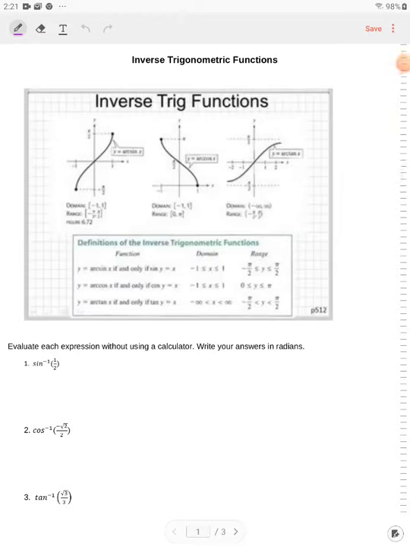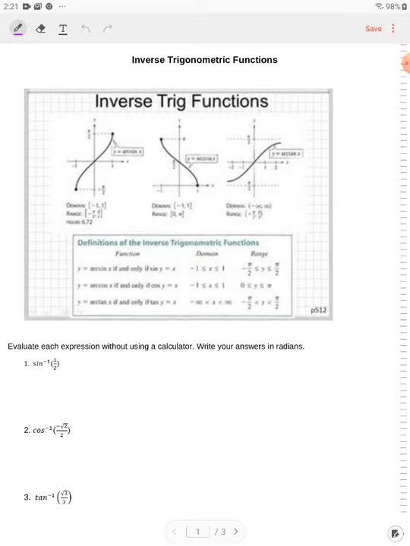We will be looking at inverse trigonometric functions. Remember, to find the inverse, you switch x and y, and you solve for y. So the inverse trig function is denoted either with a -1, like sine to the -1 as in number 1, or the word arc: arc sine, arc cosine, or arc tangent.